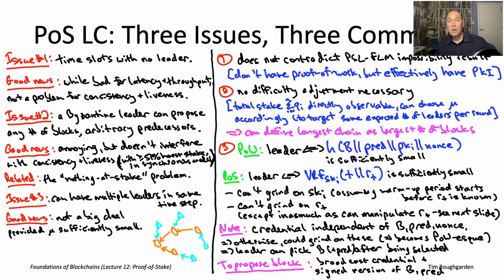And finally, along with a credential, you should be expecting a signed block and a signed predecessor. And you obviously want to check that those signatures are correct. So you're going to be verifying that with the exact same public key you used to, for example, verify the output of the verifiable random function. So those are the three issues and the three comments around our proposed proof-of-stake longest chain protocol that I wanted to cover on this slide in this video.